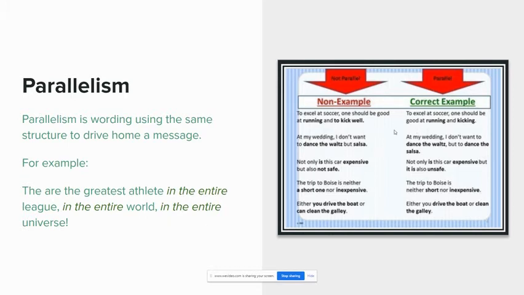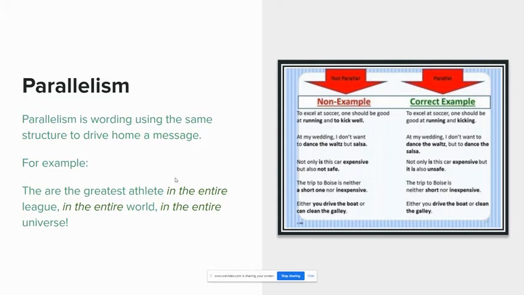You can see over here that it doesn't have to be the same wording. So, to excel at soccer, one should be good at running and to kick well. That is not parallel structure. "At running" and "to kick well" are not grammatically the same. But if I just change that to, to excel at soccer, one should be good at running and kicking, now I'm using running, -ing, and kicking, -ing. So they're grammatically using the same format. Now I'm using parallel structure.